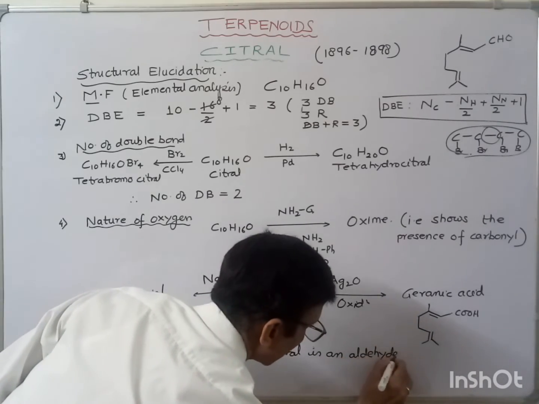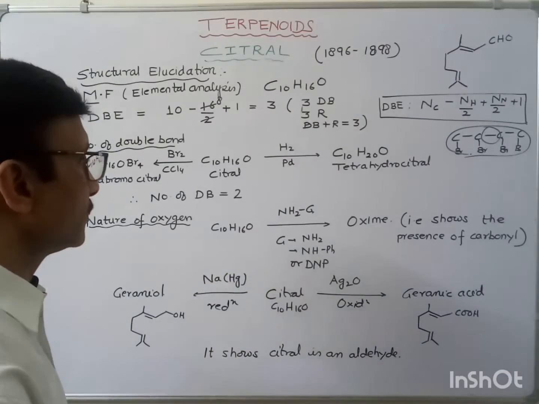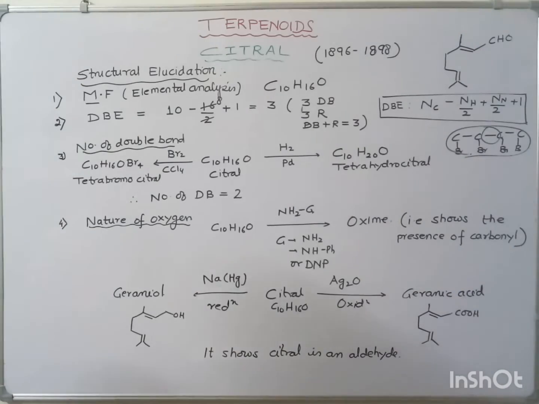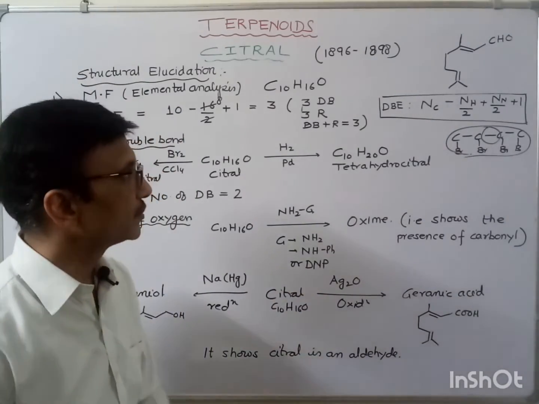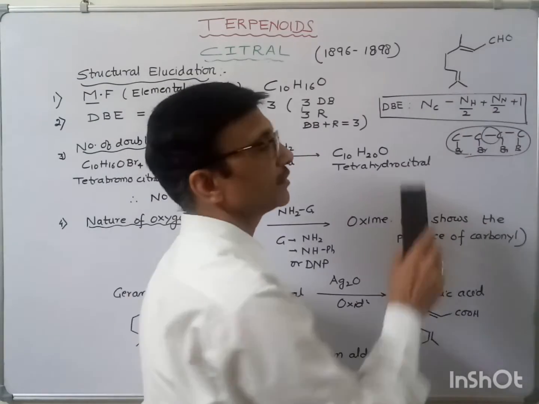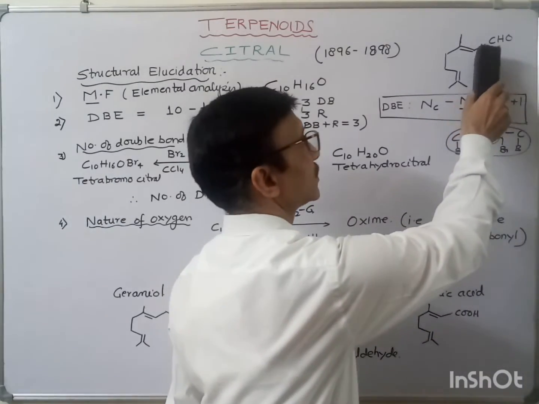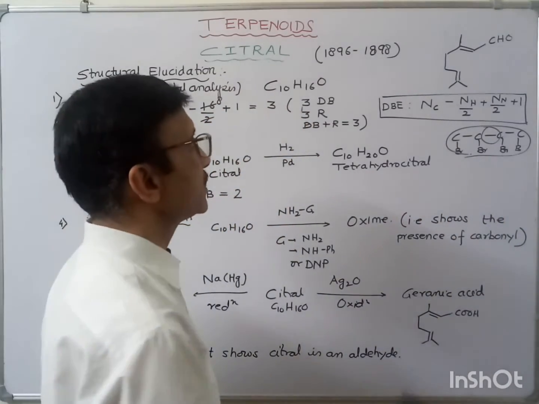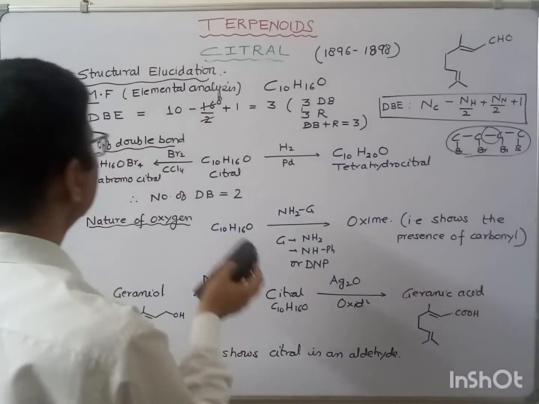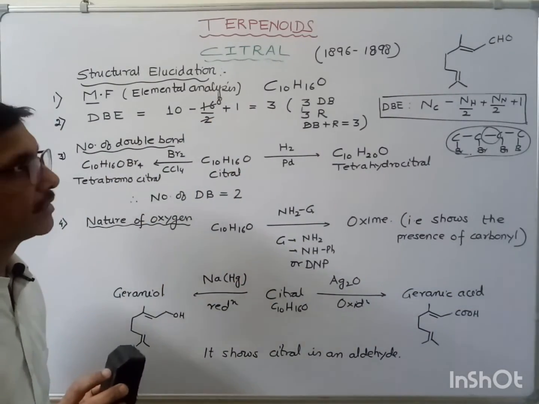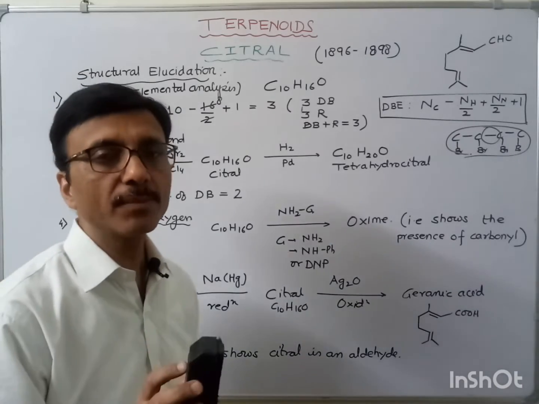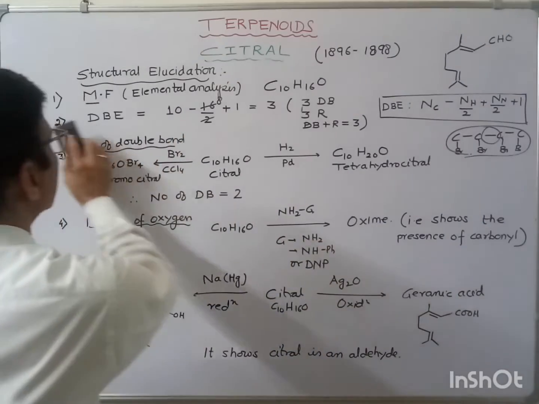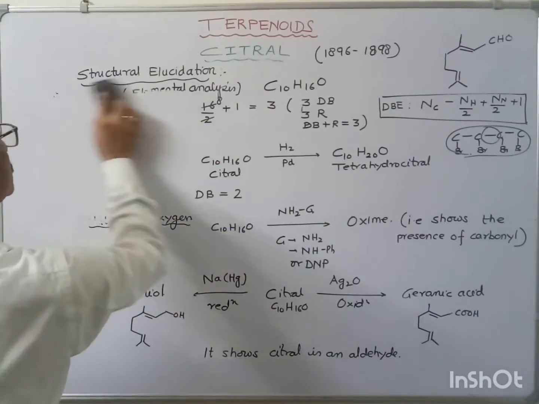Okay. Now another experiment was performed. The next experiment is about the nature of this aldehyde. If we see the structure, this is an alpha beta unsaturated aldehyde. To prove that citral is an alpha beta unsaturated aldehyde, it was treated with sodium bisulfite. So let's see another experiment after this.